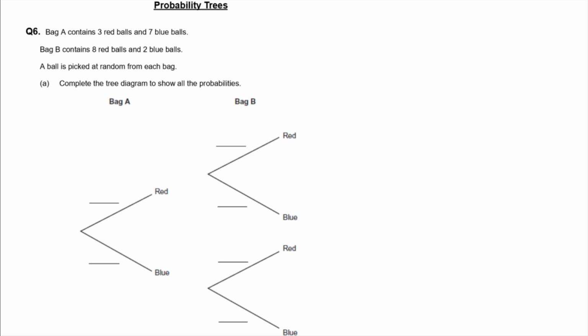So let's have a look at question 6. Bag A contains 3 red balls and 7 blue balls. Bag B contains 8 red balls and 2 blue balls. A ball is picked at random from each bag. Complete the tree diagram to show the probabilities.